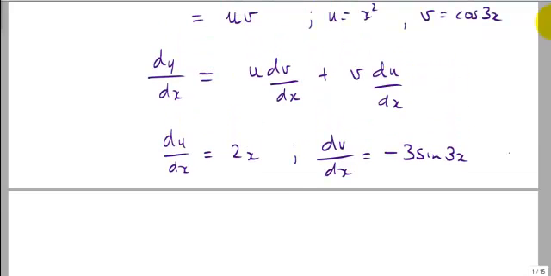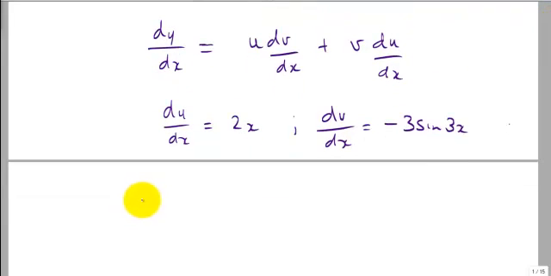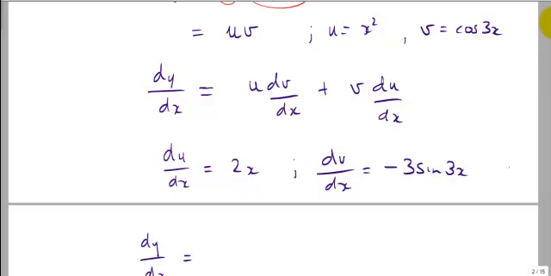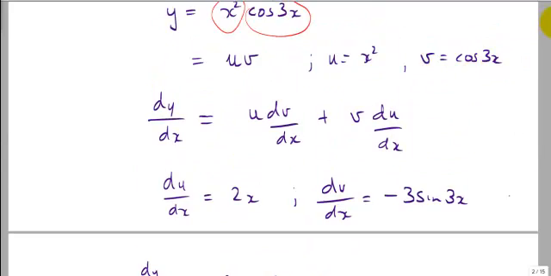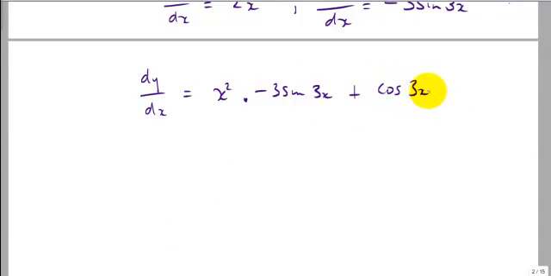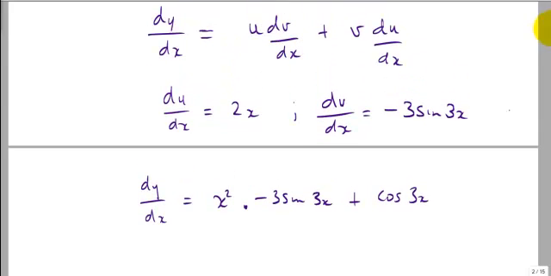So now we have everything for this formula. The product rule says dy by dx is equal to u, which is x squared, and you have to multiply that. Now I'm going to use a small dot as a multiplication. Sometimes you can use a cross sign, but the small dot is just a little bit neater. So x squared multiplied by dv by dx, which is minus 3 sine 3x, and then you add v, which is cosine 3x, multiplied by du by dx, which is 2x.